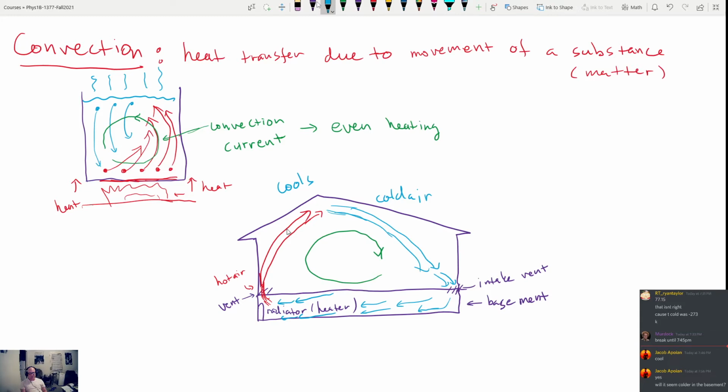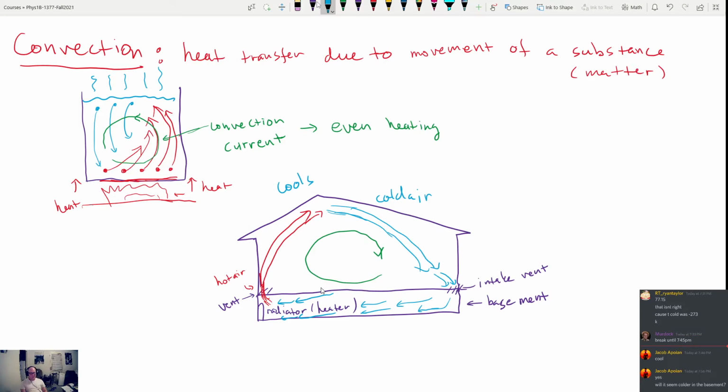And the movement of that mass of air is what we call convection, right? In the case of the water, it's the movement of water. In this case, it's the movement of air, right? Does that make sense? That's what we call convection.